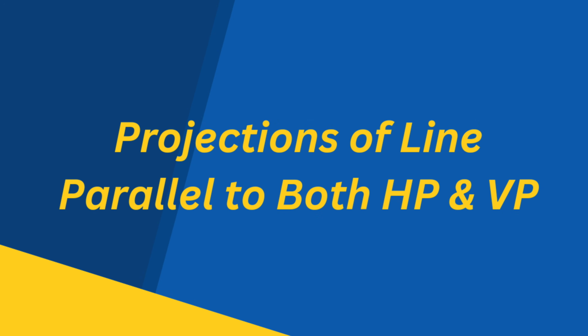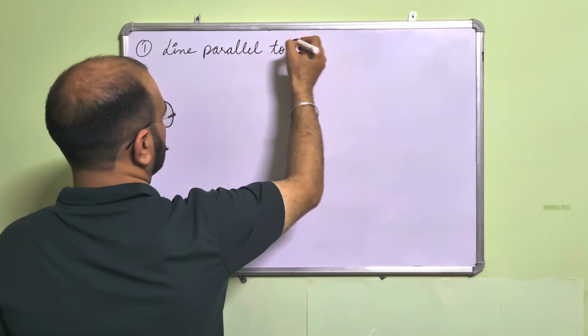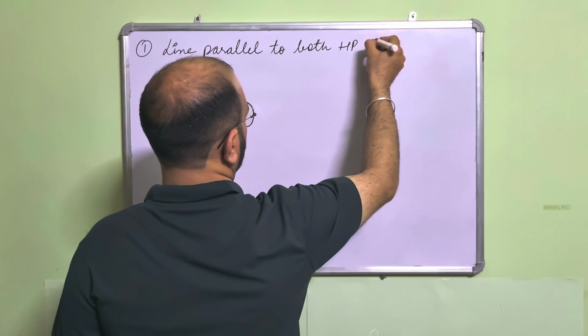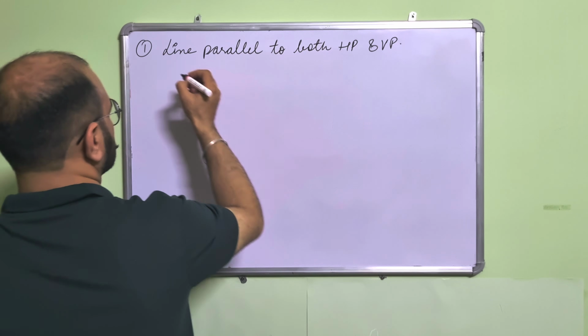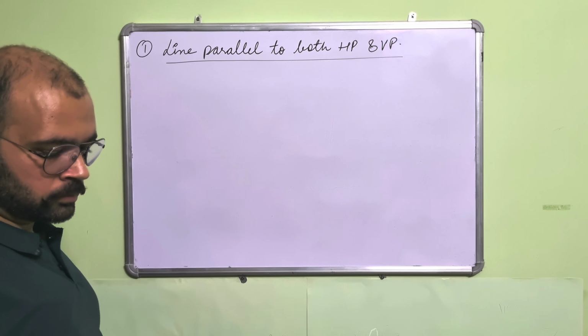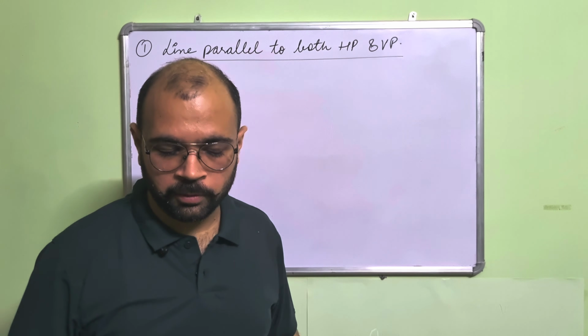So I am going to erase this now. The first case is line parallel to both HP and VP. So let us see how it can be parallel to both HP and VP.